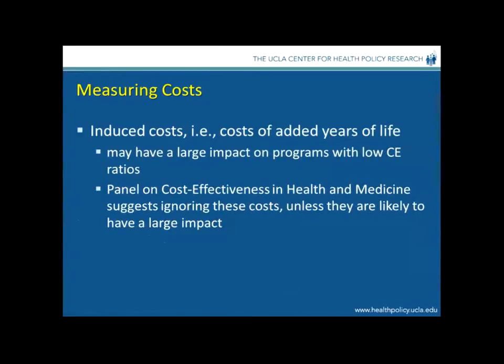One question that often comes up in these studies is, how do I measure the fact that if I'm doing better and people are living longer, I'm saving lives, that means that people are going to use more health care. How do I measure those costs? This is a little bit of an obscure question, but I just thought I'd put it in here because it often comes up. The panel on cost effectiveness recommended a long time ago to ignore these costs. Their justification was they're unlikely to have a large impact. That may or may not be true.